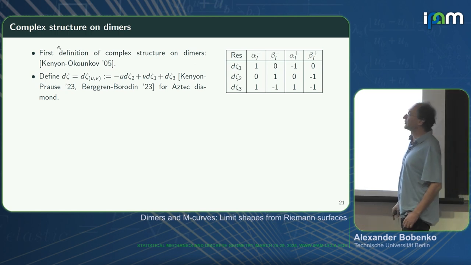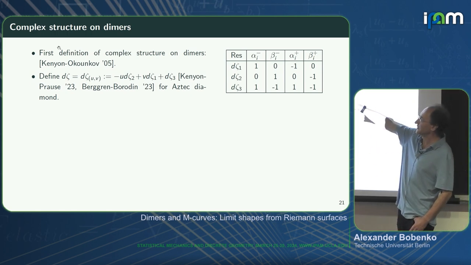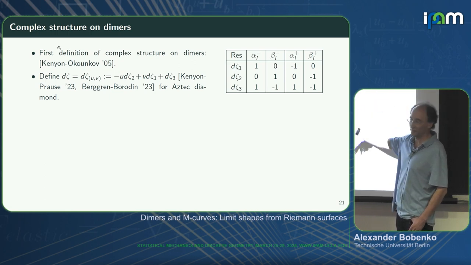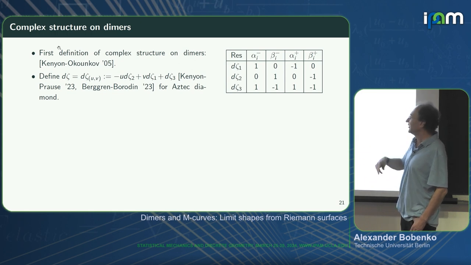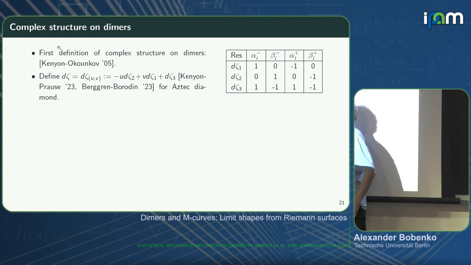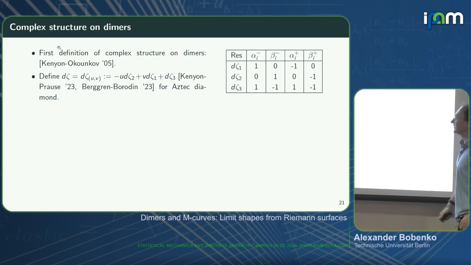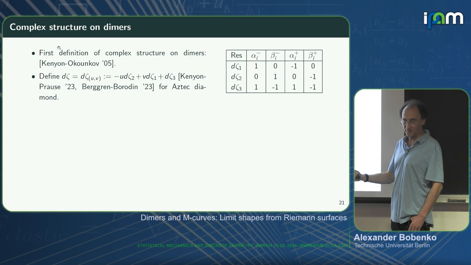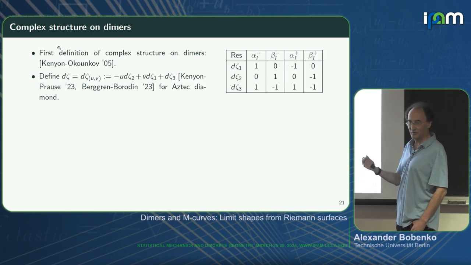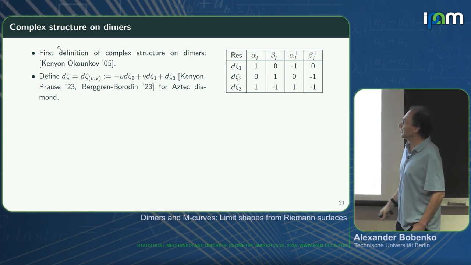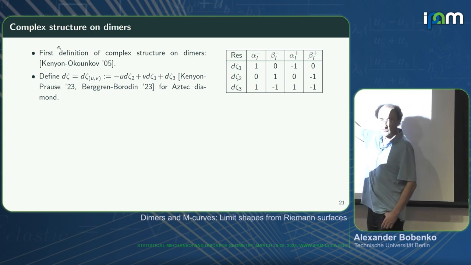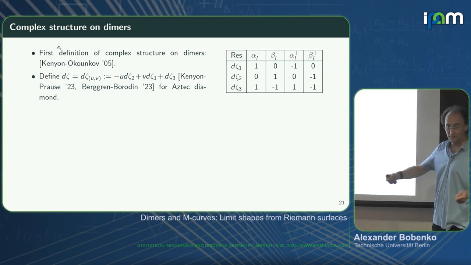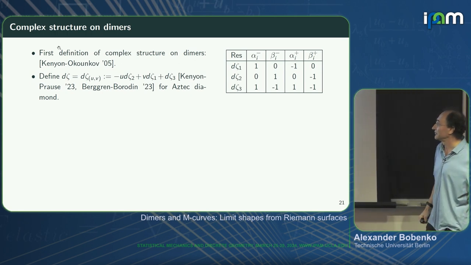We have introduced already differentials d zeta 1 and d zeta 2. They come from the weights, from this Riemann surface. And there is an extra differential here, d zeta 3, which is dictated by the boundary conditions. So it's a boundary condition differential, which is an extra one. And for the Aztec diamond, you do the following: u and v are parameters on your dimer, so they are coordinates on your dimer.